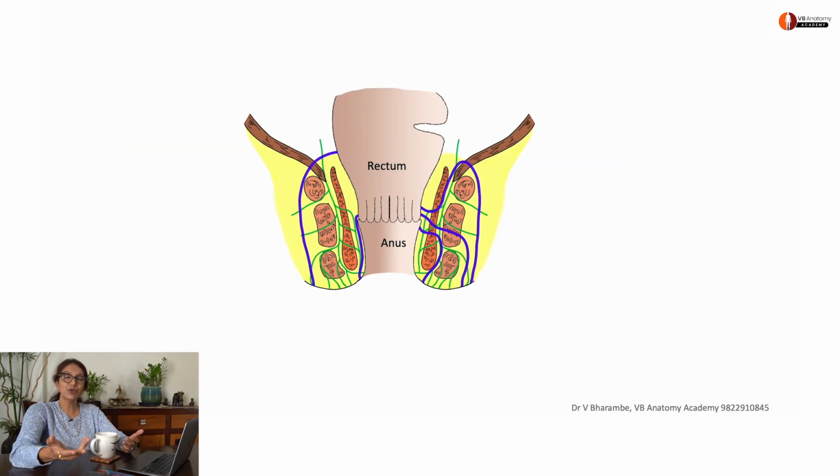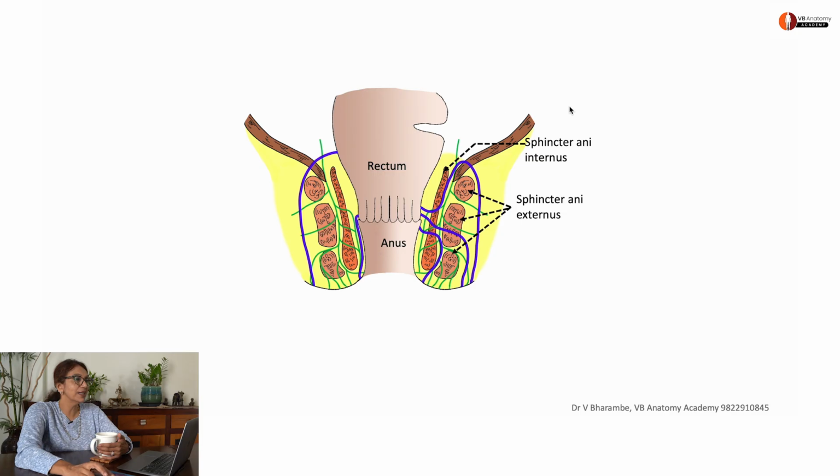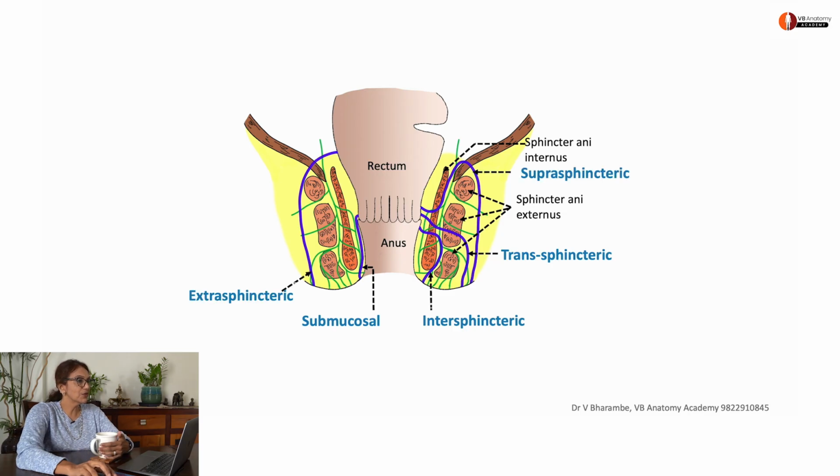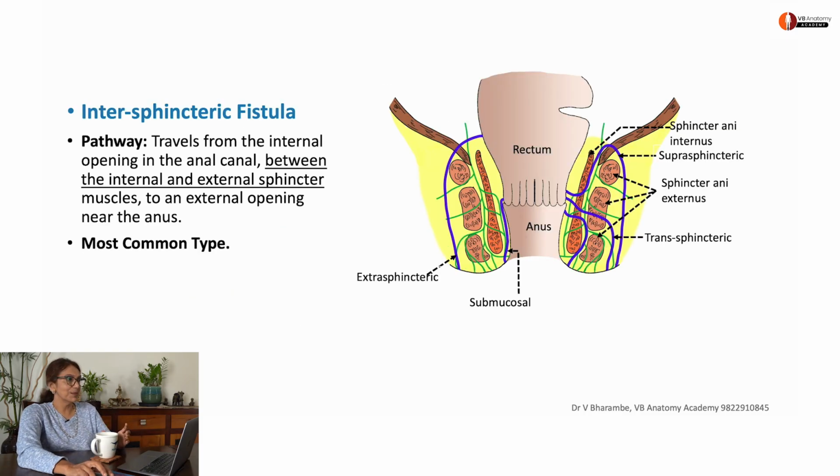What are the types of anal fistulas? Let's understand this. Here's your sphincter ani internus, here's the sphincter ani externus, and here is the puborectalis muscle. So you can have submucosal, intersphincteric, transsphincteric, suprasphincteric and extrasphincteric types. Try and use the image to get the idea about these in your mind. These are the different types of fistulas. Let's discuss them in brief.